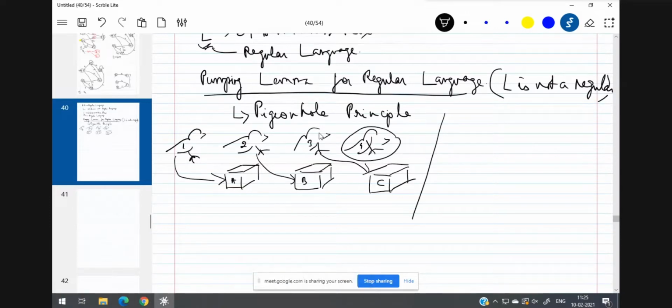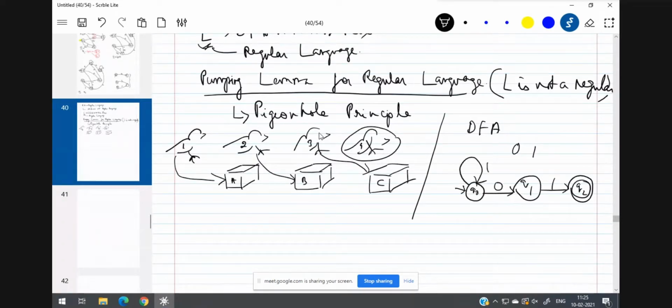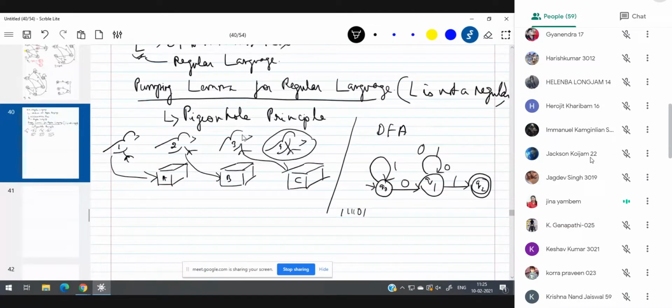Suppose we design a DFA for a language which ends with the string 01. Let me just design a DFA which ends with string 01: q0, q1, q2. If it starts with 1 and then ends with 01, it will be accepted. Again, if it starts with a series of 0s and then ends with 1, it will be accepted. 1, 1, 1, 1, 0, 1 will be accepted.